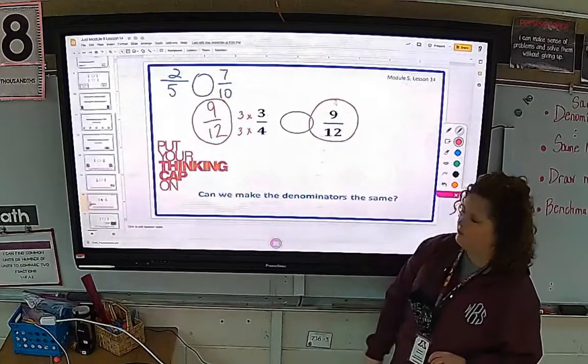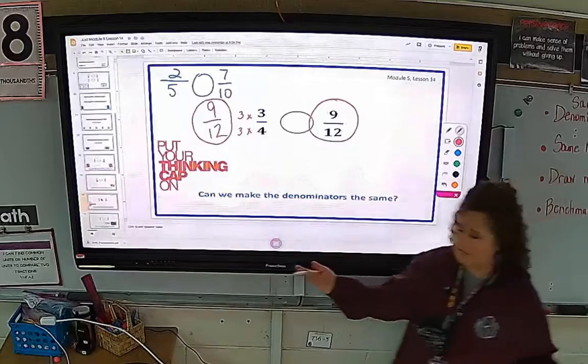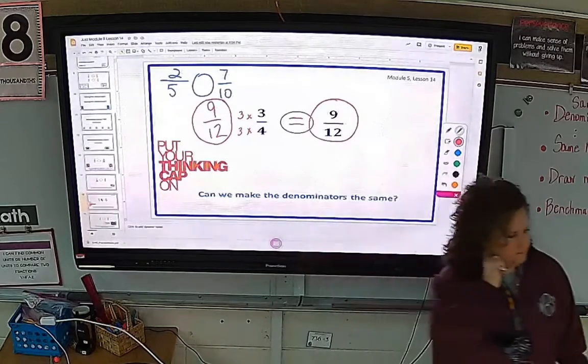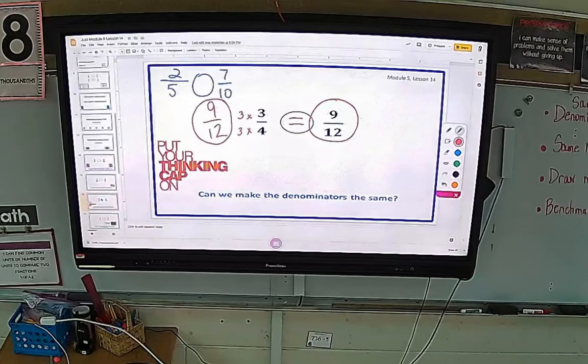So what is my symbol going to be? Equal to. Okay. I need to know if you really saw how we got there.